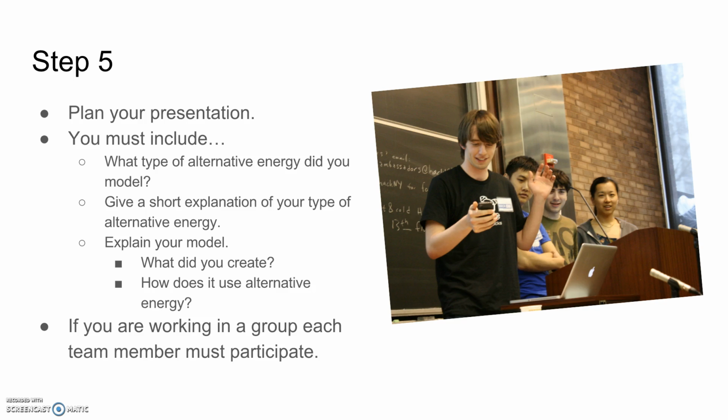Step 5 is your presentation. So this is after you've finished your model. You will have to get up and present your model to the class. Some things that you need to include. You need to tell us what type of alternative energy you were assigned. You need to tell us about your type of alternative energy, like for solar energy, what exactly is solar energy? How does it work? And you need to explain your model. You need to tell us what you made. You need to tell us how it uses alternative energy. And make sure that you're speaking clearly and loudly so we can hear you. And if you are in a group, each member does need to participate in the presentation.